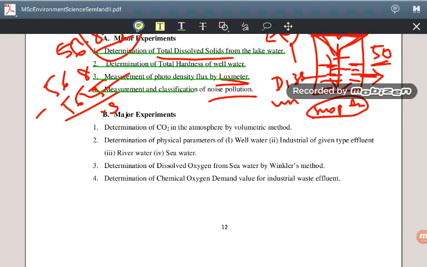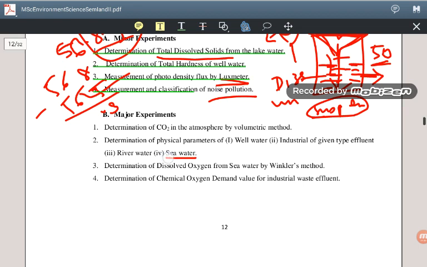So in this experiment we are going to perform the experiment related to the water. You know that the well water quality is totally different from industrial wastewater. Again, the river water is different from the sea water.